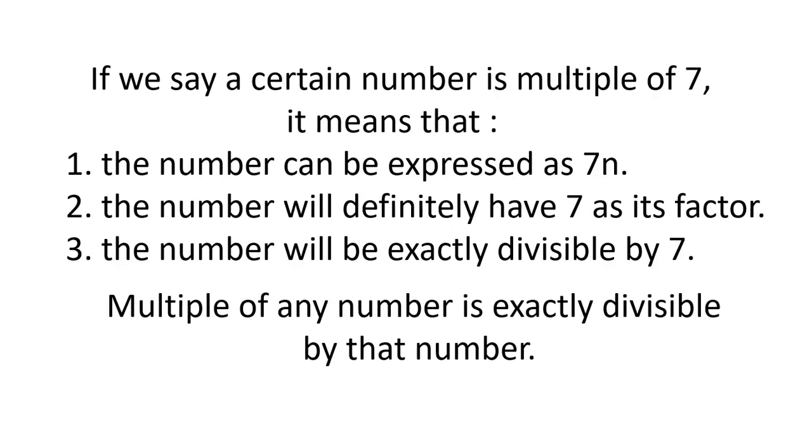If we say a certain number is multiple of 7, we can take any other number, but just for sake of understanding, we have taken this arbitrary number 7. Then it means that the number can be expressed as 7n. And second point is that the number will definitely have 7 as its factor because it is 7 into n. And also the number will be exactly divisible by 7. Thus, multiple of any number is exactly divisible by that number.